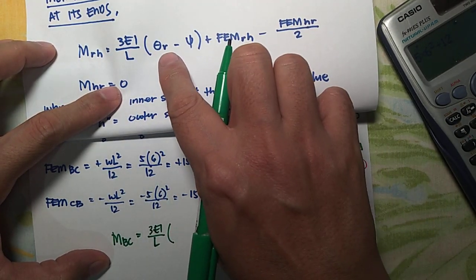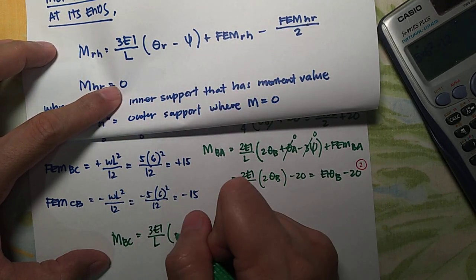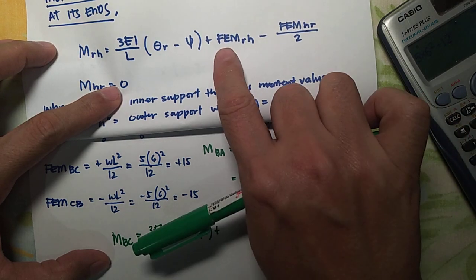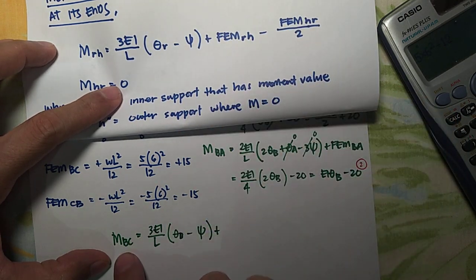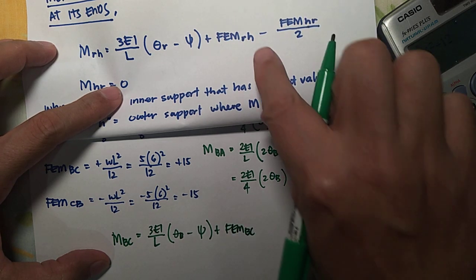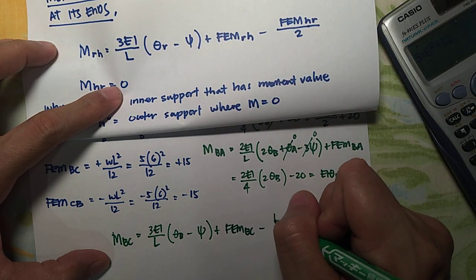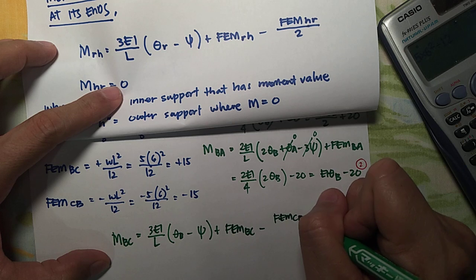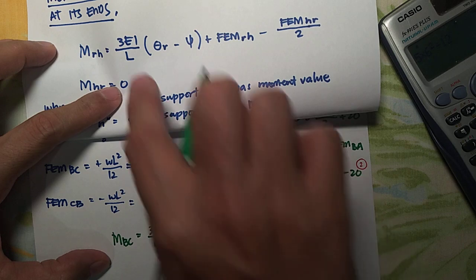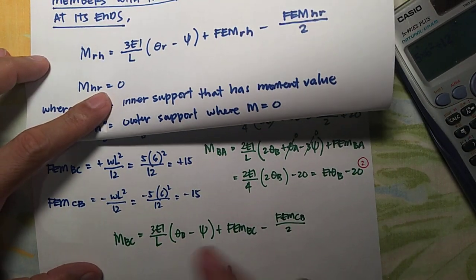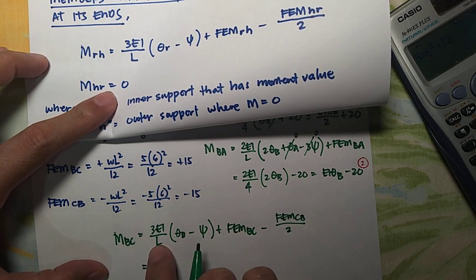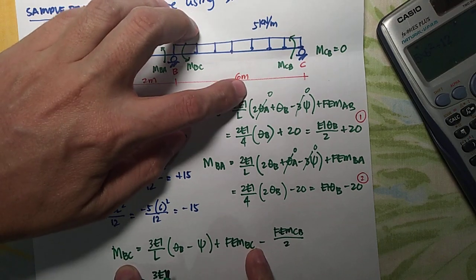Okay, what's theta R? Theta R is the first letter, so B, theta B minus psi plus, what is the FEM for RH? RH is BC. So the FEM on BC minus the FEM on CB divided by 2. Okay? So, siya yung naging equation natin. So, simplifying this one, substituting values, we have 3EI over L. L is the length of BC, which is 6 meters.